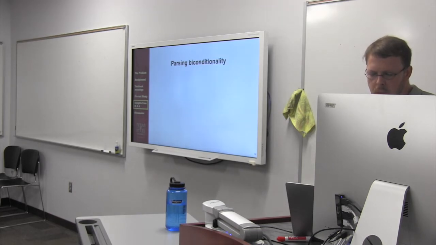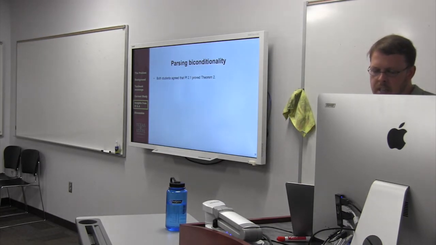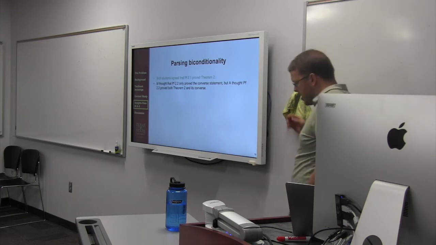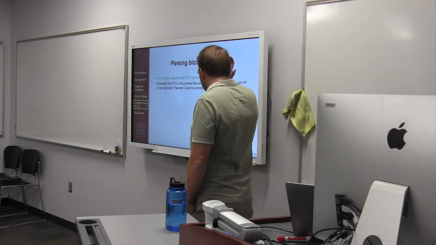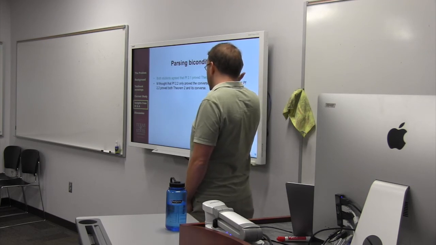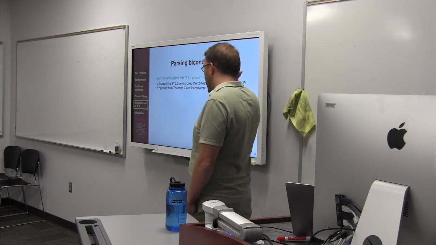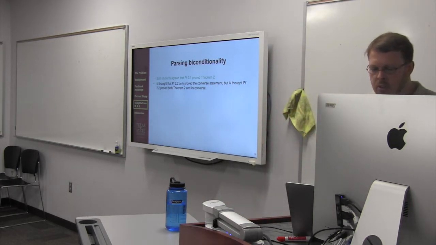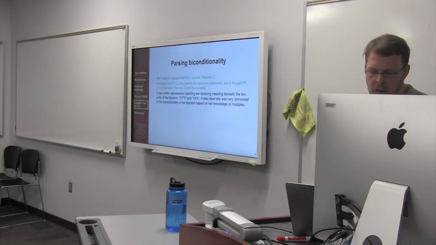Okay, so parsing by conditionality. Both students agreed that 2.1 proved theorem 2, and we won't really spend a lot of time on that for now. But once we got to proof 2.2, which is the proof of the converse, A thought that proof 2.2 did prove theorem 2, and it proved the converse. And M thought that proof 2.2 only proved the converse and not theorem 2. So they disagreed about that, and so we'll explore why they did that.